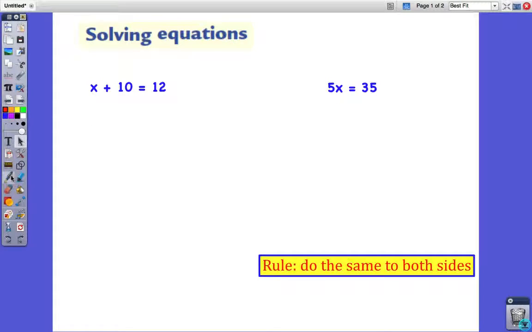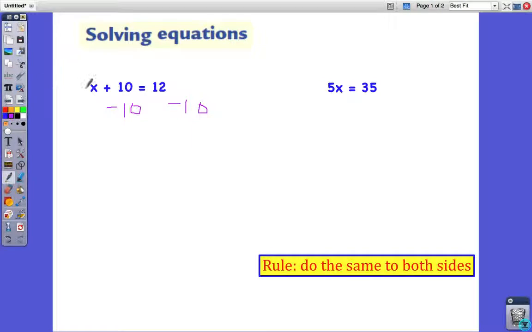Okay, this video is going to take us through how to solve simple equations. Basically, what we need to do, as it stands down here, the rule, do the same to both sides. We want to get the x's on this side and the numbers on this side. So how do we remove 10? What's the opposite to plus 10? It's minus 10. So to subtract 10 from this side, then we subtract 10 from this side as well.